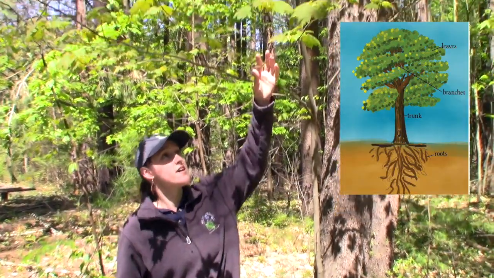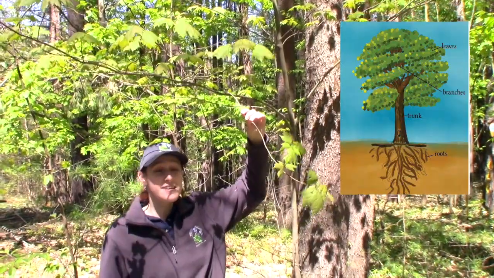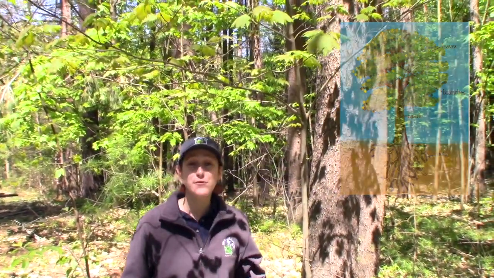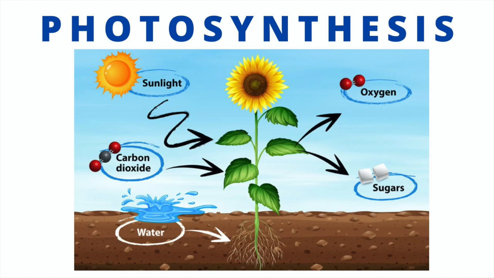Next up are the leaves. The leaves have a very important job. Leaves are known as the food factories of the tree because they are responsible for making food through a very basic process called photosynthesis. Can you say that word?